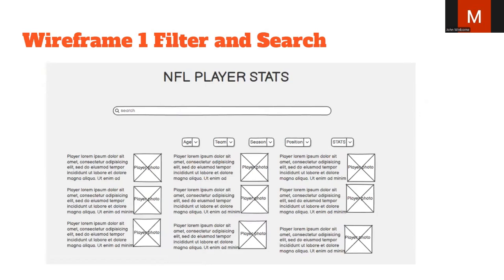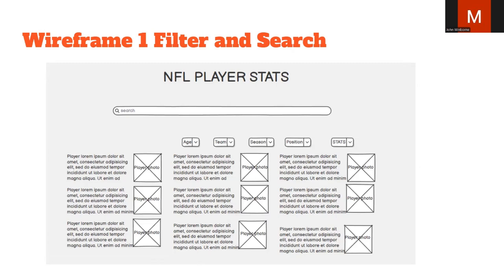And then this is my first wireframe, and it's the filter and search page. We've got the title at the top with the search bar below it, the filters underneath that, which you can click on and change. And then when they search, it's going to update the 9 players up front, and I'm probably going to have a load more button or something.